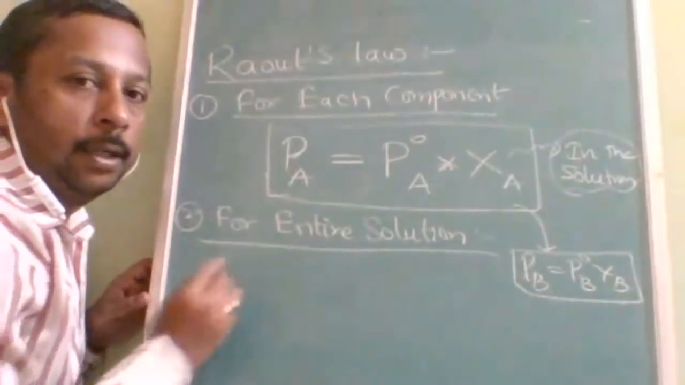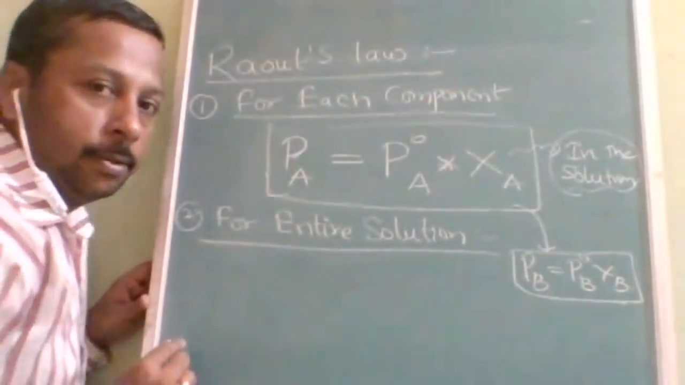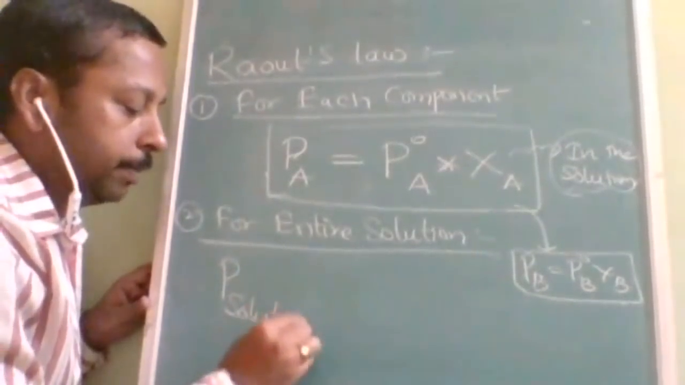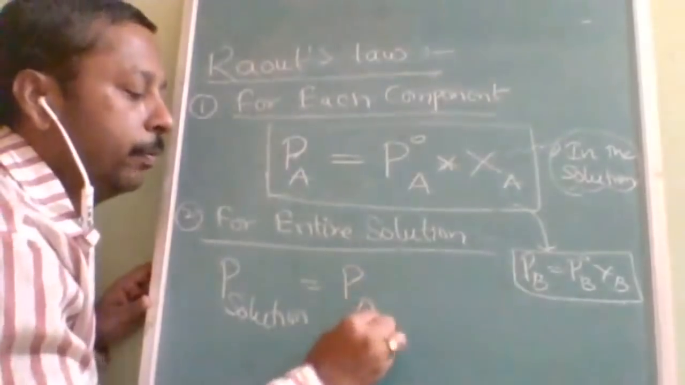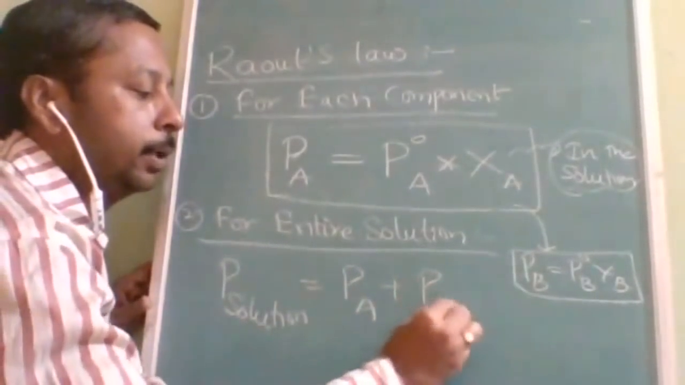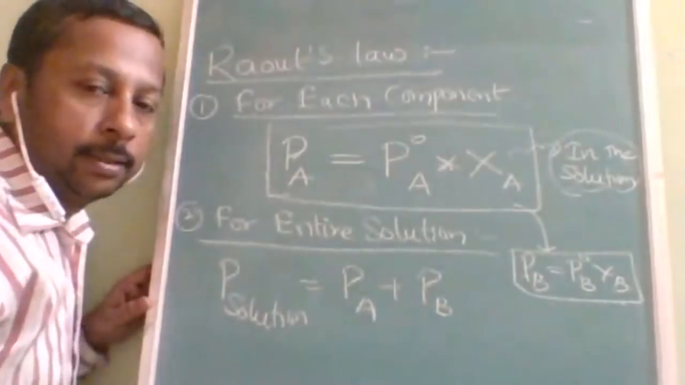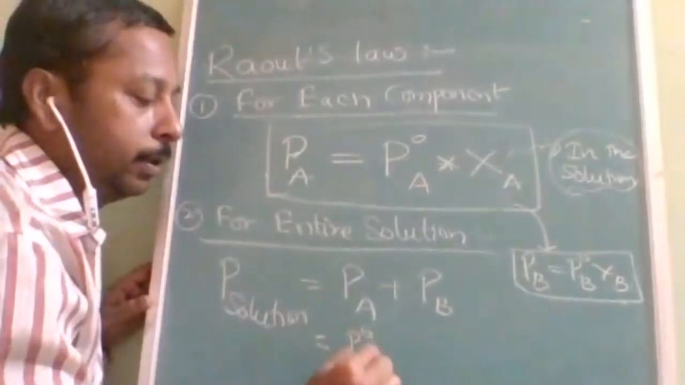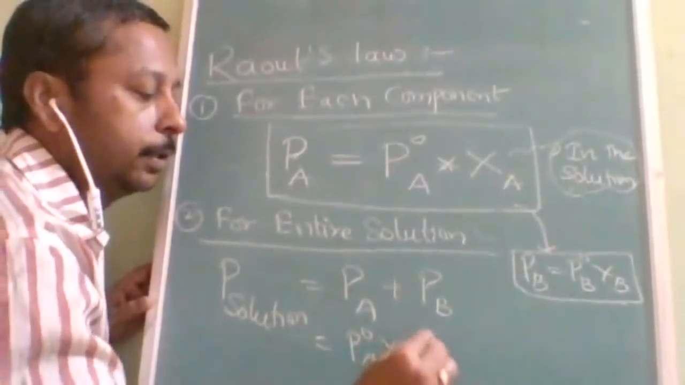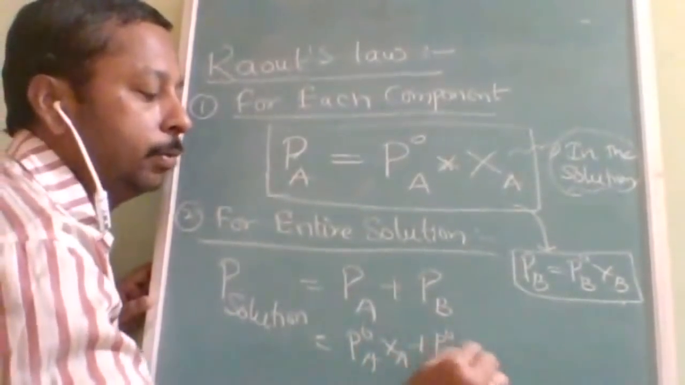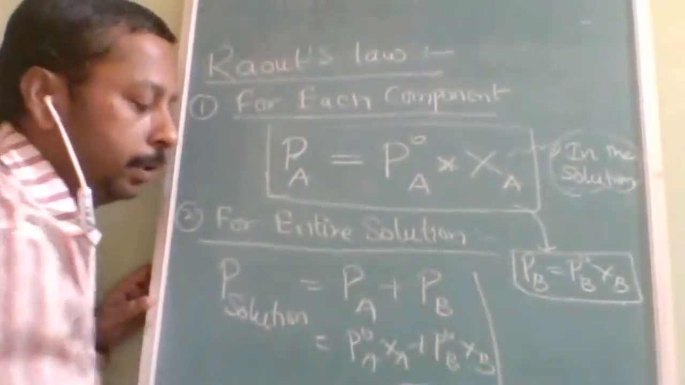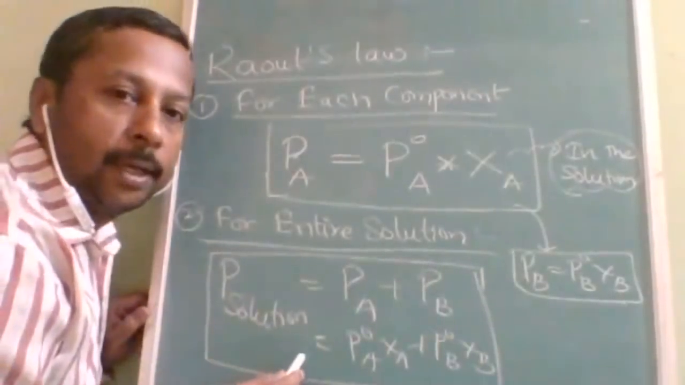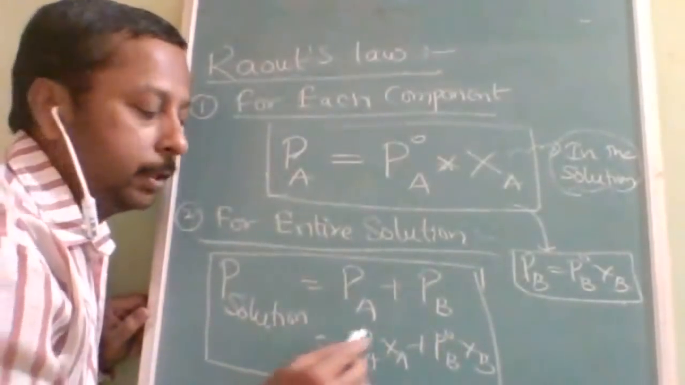Now coming to the entire solution. So P solution, according to this, is equal to the vapor pressure of A in the solution and vapor pressure of B in the solution. But from this what we can write is P naught A into XA plus P naught B into XB. This is P solution. This is the entire solution, depending on the question.